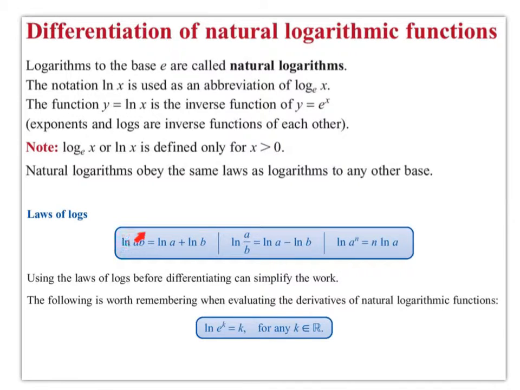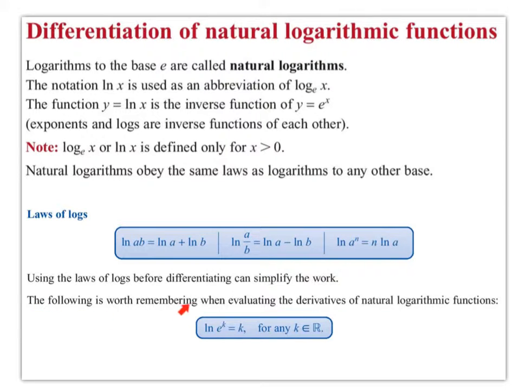So ln ab is equal to ln a plus ln b. So multiply becomes add. Natural log of a over b is equal to natural log a minus natural log b. So divide becomes minus. And ln a to the power of n is equal to n ln a. So the power comes down in front. Using the laws of logs before differentiating can simplify the work.